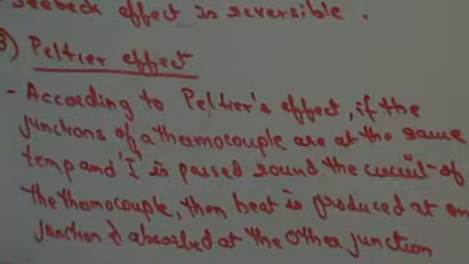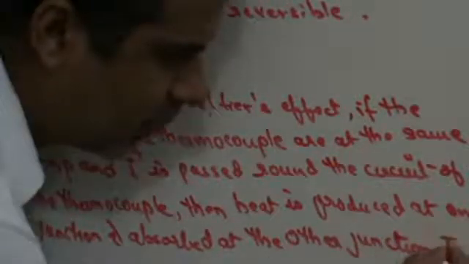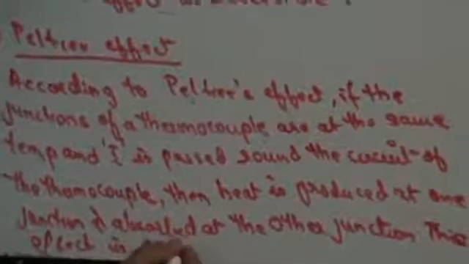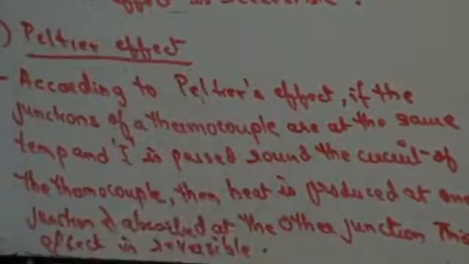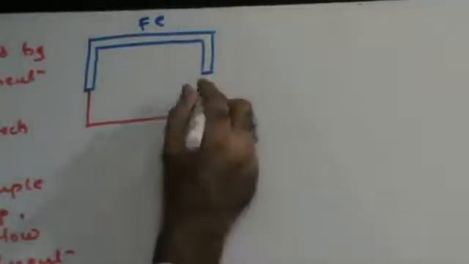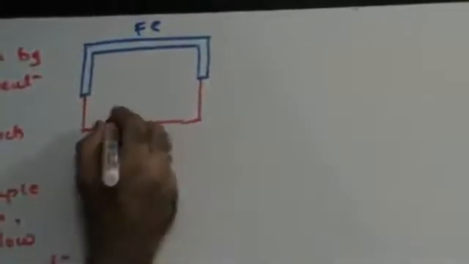Now this effect is also reversible. That means if I change the direction of the current, the junction which is being cooled will become hot and vice versa. So I can say that this effect is reversible. Fine. So, do we understand what is Peltier's effect? Now, I'll just show you this with the help of a diagram. Let us consider that I have a wire here. This is, say, an iron wire, right? And let us connect a copper wire to this. Let us put EMF here.